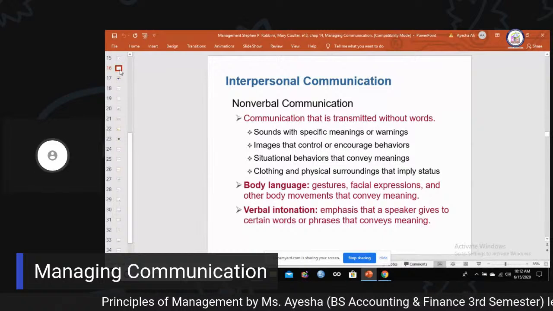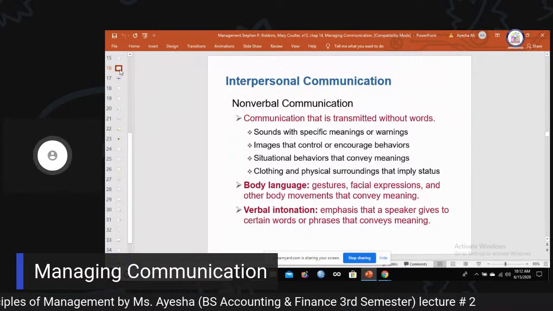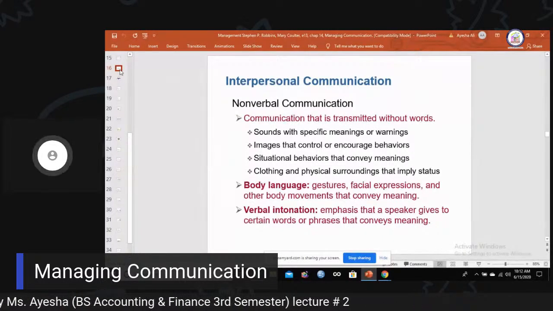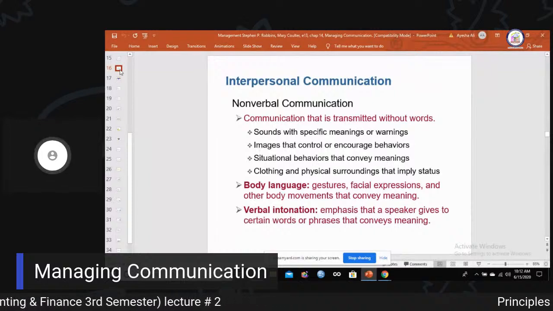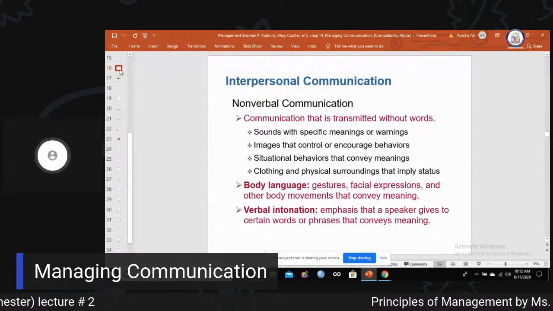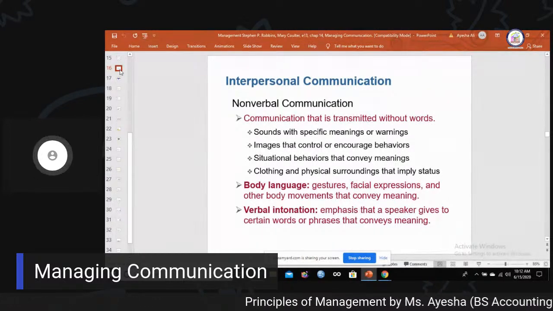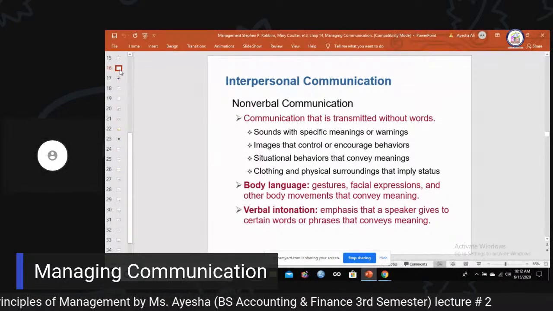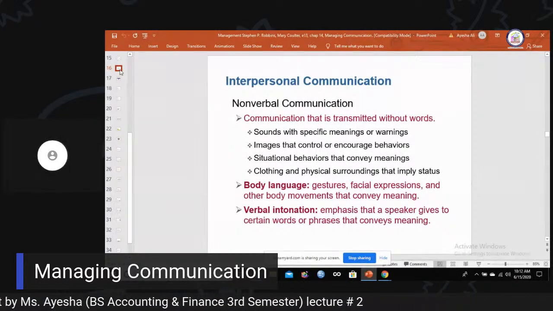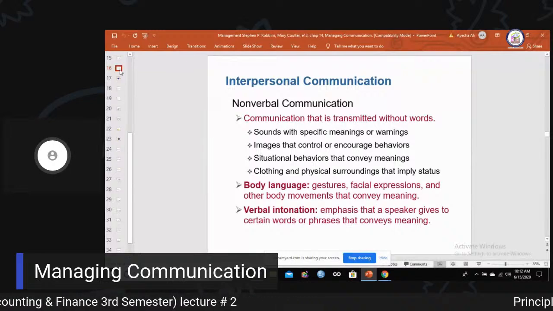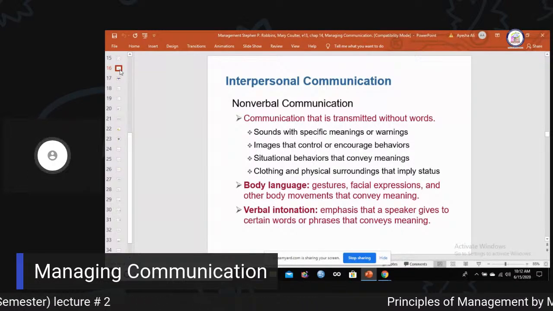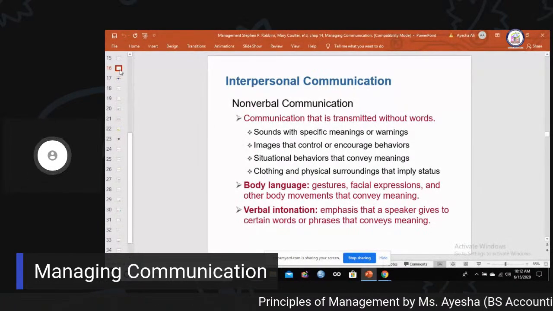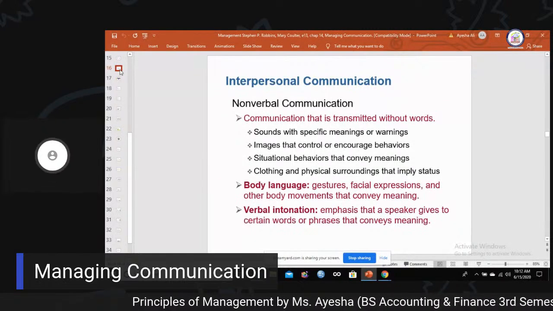And body language, in body language we have so many things. The first one is gesture. Gesture is basically if someone waves a hand, we get the message that he or she is happy to see us, or must be saying goodbye. Facial expression also gives a message, if someone is happy, angry, or confused. The situation of an individual we get by the facial expression.